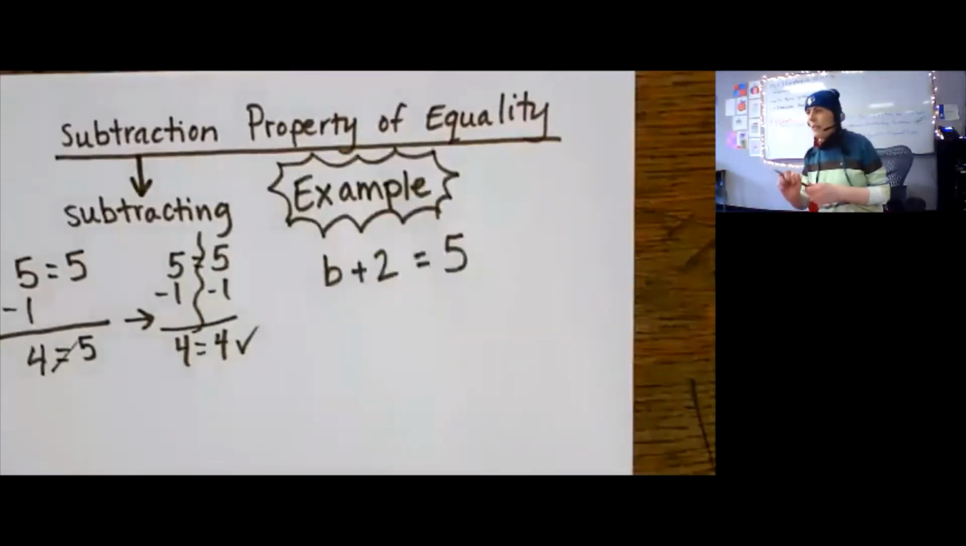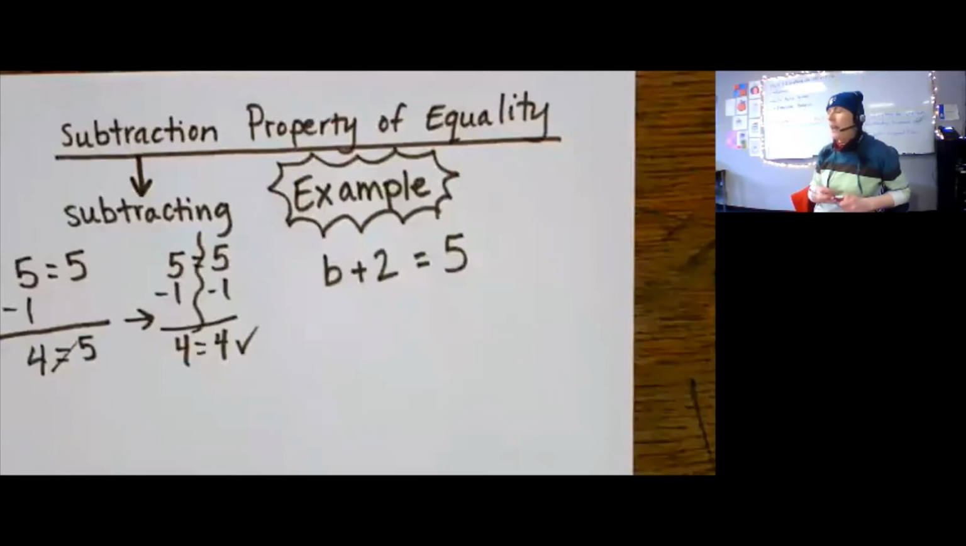Okay, now we're going to look at an example. This equation, we're using the variable b. So some number b plus 2 equals 5. Again, we could look at this and easily solve, but we need to understand the mechanics for why we have these properties. So we're going to apply them. I want to isolate the variable. I need to get b by itself.